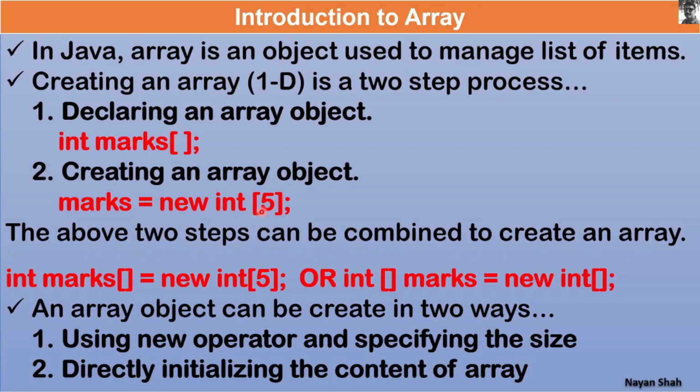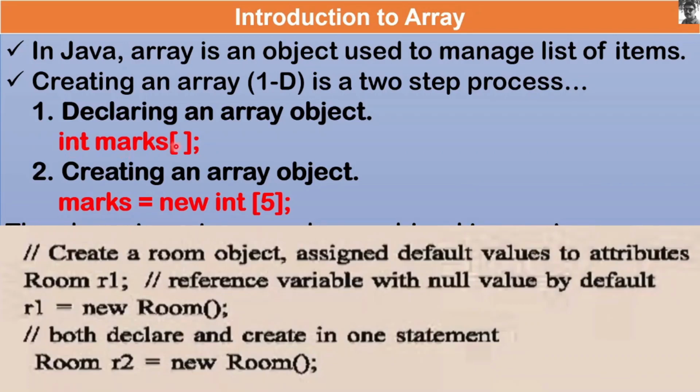But all those 5 boxes will be remembered by the single name, and that is marks. The above 2 steps can be combined to create an array, as we can do in normal variable object creation. If you remember again, when we wrote Room R2, and R2 is equal to new Room, we can combine both the things like Room R2 is equal to new Room.